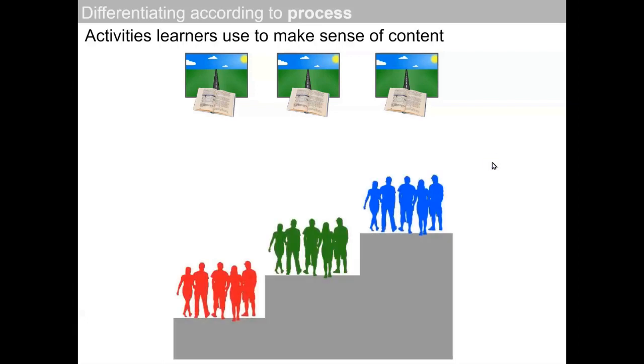When we talk about differentiating according to process, we're talking about the activities learners use to make sense of the content. So differentiating according to process can start as small as simple scaffolding. Let's go back to that content that we decided was so important that we didn't want to create variation because it was critical information that all students should experience in a single format. Students are going to come to that content, though, with different levels of reading ability, background knowledge, or interest in the subject. Not 30 different levels, but a few different levels.